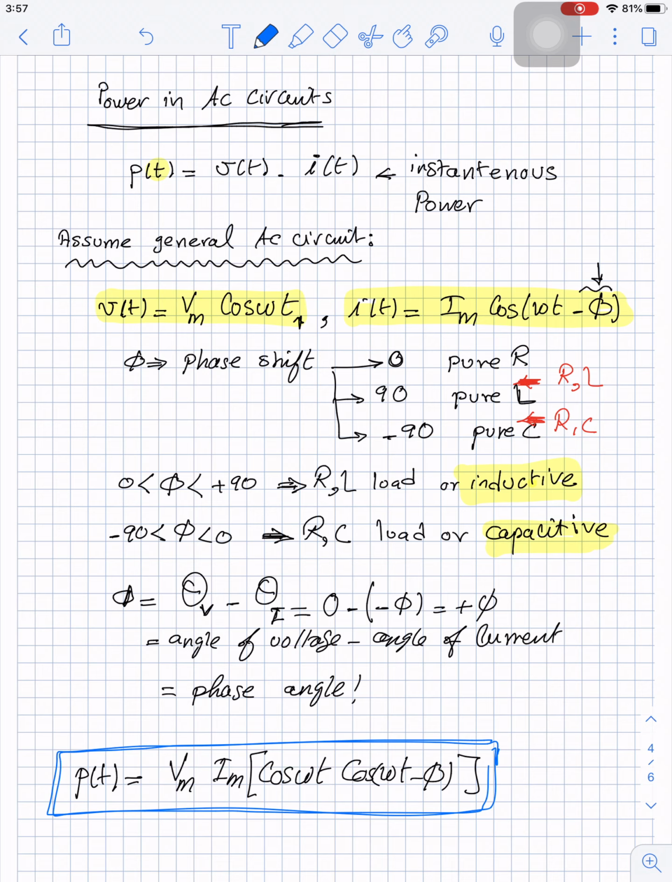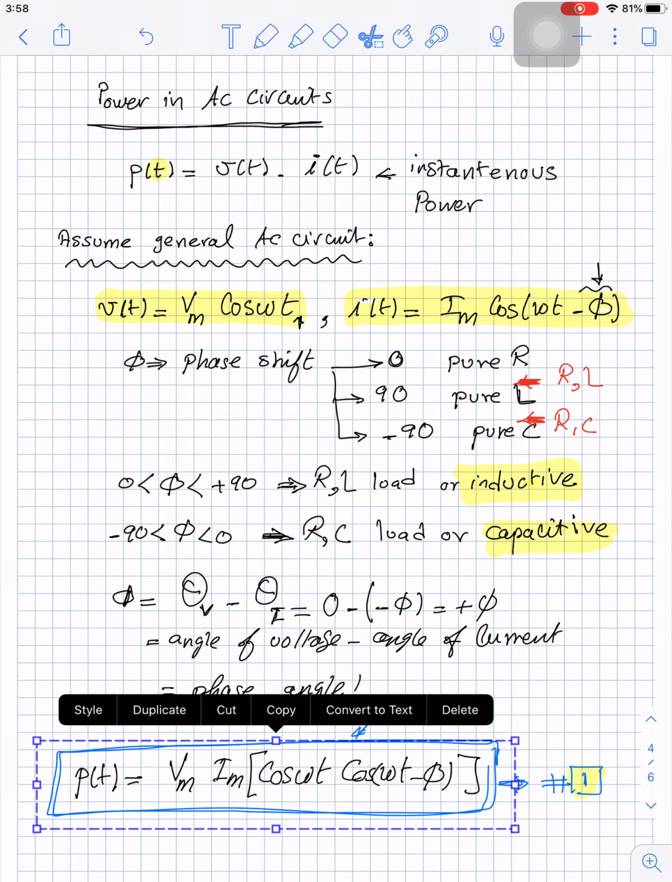So this equation is called the instantaneous power. This is the power as function of time. And as you can see, this is a waveform. And let's name this equation as equation number 1. And this equation 1 is a correct equation to show you what is the power at any time t.